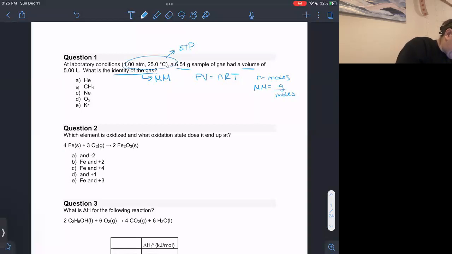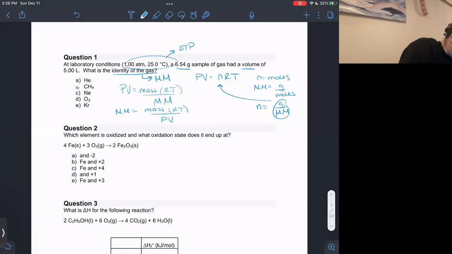So if n is equal to grams over molar mass, then I can substitute this in here. PV is equal to mass times RT over molar mass. So then molar mass is equal to mass times RT over PV. Then I can plug everything that I know in, 6.54 grams. This I need to convert to Kelvin, so this will be 25 plus 273.